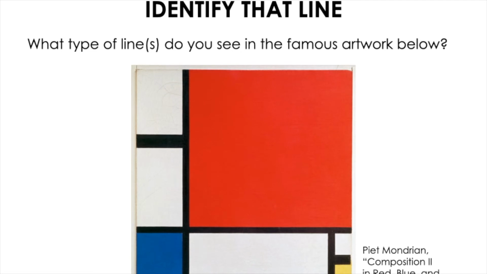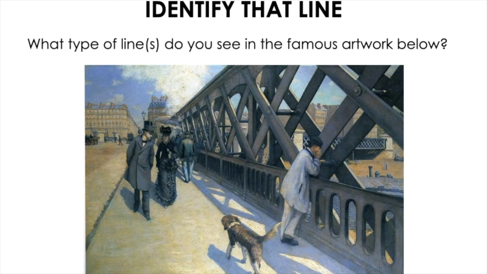All right, identify the line. What do we see in the painting below? This is by Mondrian. Hopefully you see vertical and horizontal lines. Let's check out another one. What type of line do you see in this famous artwork below? Okay, I see vertical, I see horizontal, I see zigzag.